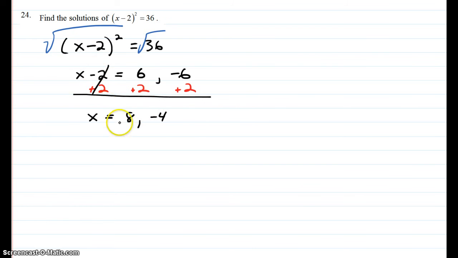So whenever you have a problem with an equal sign and you're solving, you get an answer, take that answer and plug it in, make sure it works. 8 minus 2 is 6, 6 squared is 36. Take the negative 4, negative 4 minus 2 is negative 6, negative 6 squared equals 36.